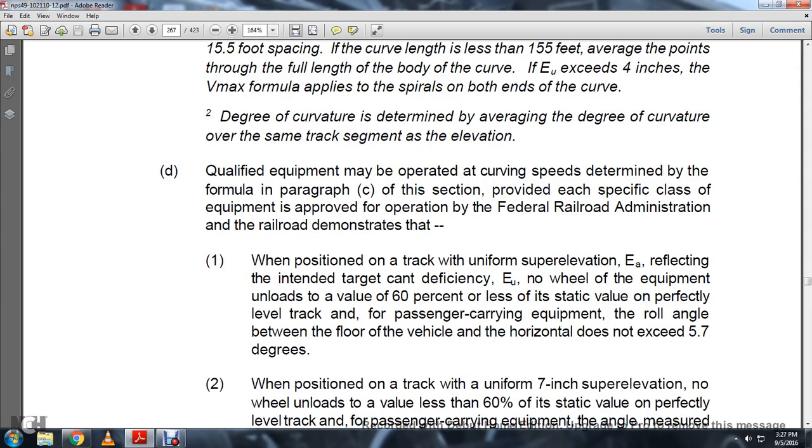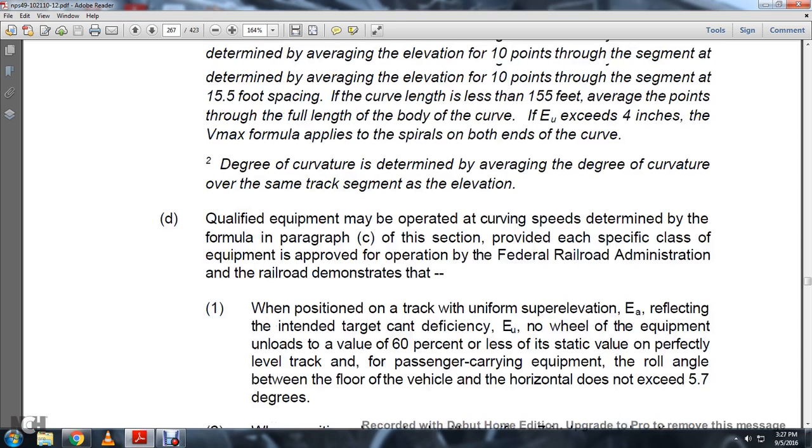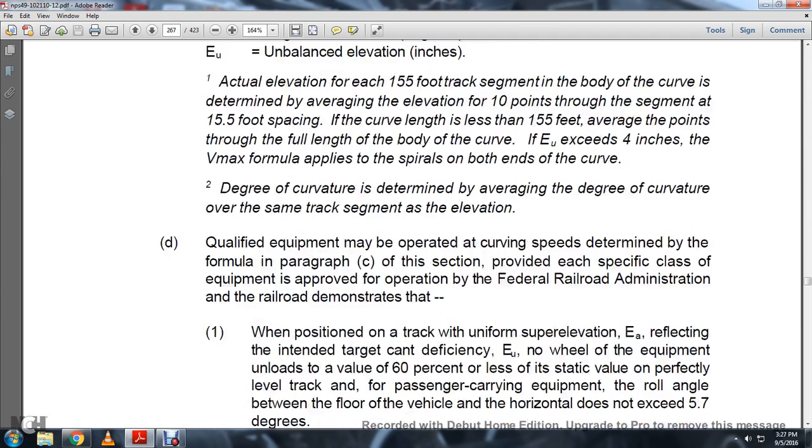D. Qualified equipment may be operated at the curving speed determined by the formula in paragraph C of this section, provided the specific class of equipment is approved by the Federal Railroad Administration, once the railroad demonstrates that when positioned on track with uniform superelevation, the actual elevation of the outside rail, reflecting the intended target deficiency of the unbalanced elevation in inches, leaves no wheel of the equipment unloaded to 60% or less of its static value on perfectly level track for passenger carrying equipment.